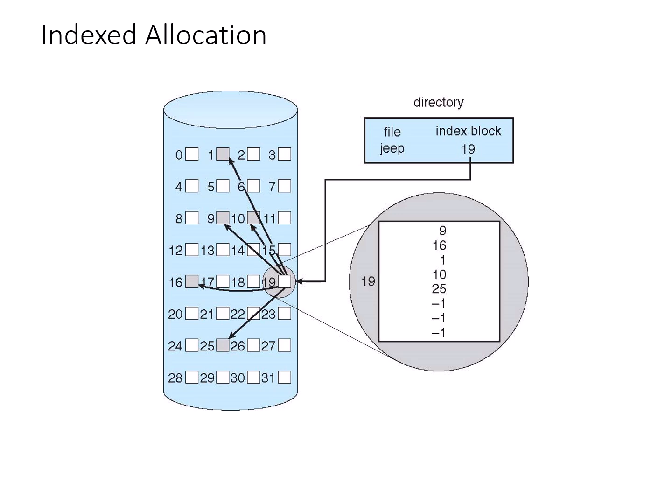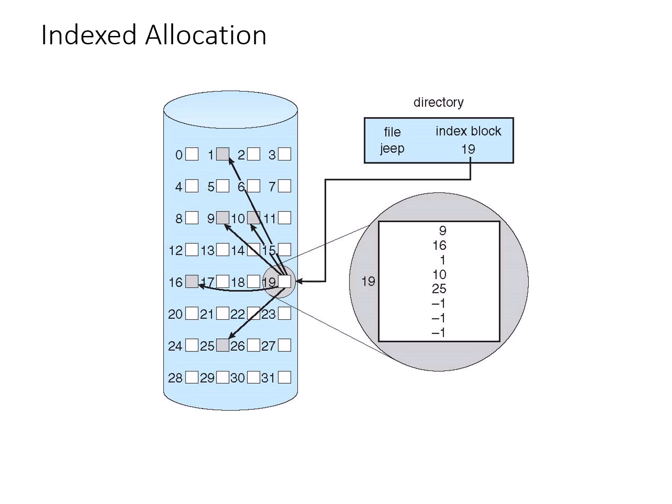Here's how it works. The directory says that the zip file uses block 19 as its index block. This index block does not hold actual file data. Instead, it contains a list of block numbers, like a table of contents. In this example, block 19 lists the blocks 9, 16, 1, 10, 25. These are the actual data blocks that make up the zip file.